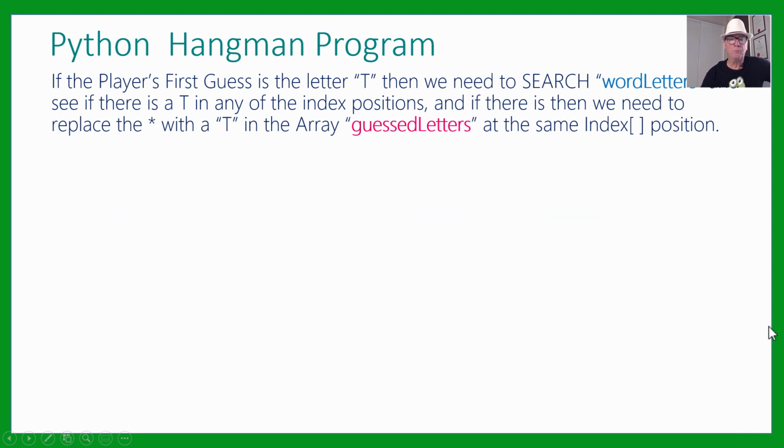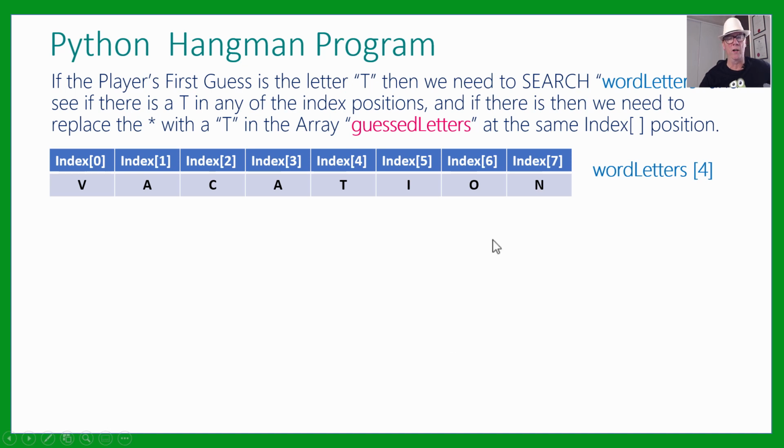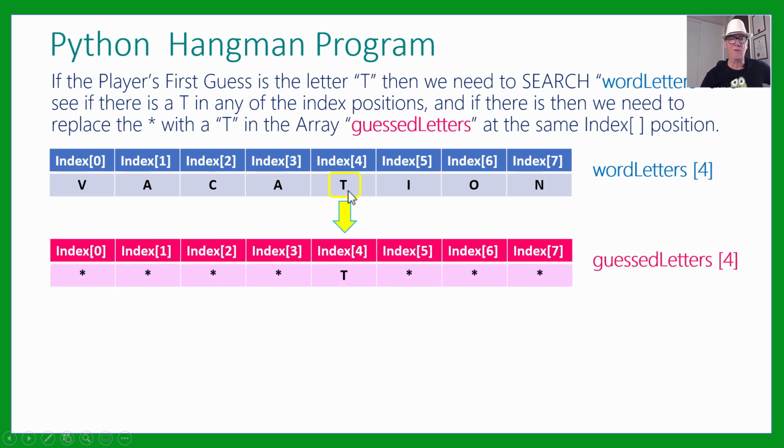And the idea is that when the person guesses a letter, we check out if it is in that word letters array. So they might guess the letter T, and they're wondering, is the letter T in that word? So we go to our word letters array, which is hidden from them. They can't see this, it's in computer memory. And we go along here, is there a T? No, that's not a T, that's not a T, that's not a T, that's not a T. Oh, hang on, at index 4, we do have a T. All right, so we found one at index 4.